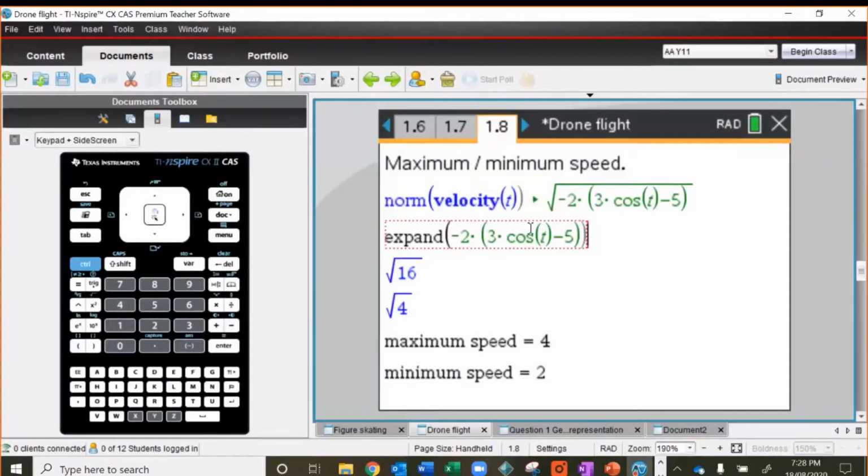And the last thing we look at is the maximum and minimum speed. Again, if I find the norm of the velocity, it gives me this equation. Now, if I expand it, it's 10 minus 6 cos t. So we have inside the square root 10 minus 6 cos t. Cos t is between minus 1 and 1. So the maximum is square root 16, which is 4, and the minimum speed is square root 4, which is 2.